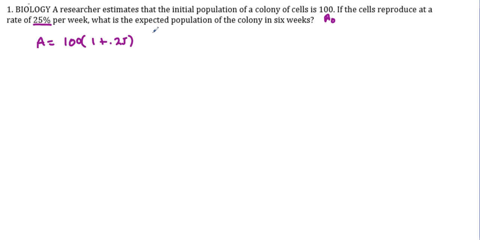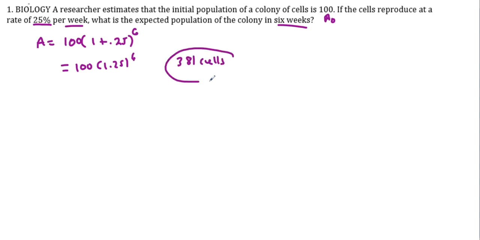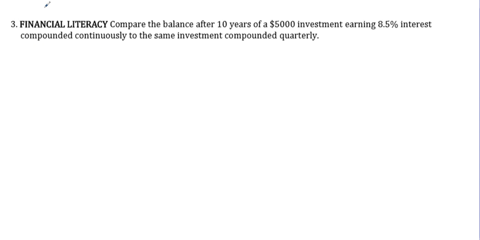All right. And then we're going to look at what's our time frame. Produced per week. So we're in weeks, so we've got to do apples to apples. And there we are, apples, week to week. So I'm just going to call that 6 right there. So this is a pretty simple computation, 1.25 raised to the 6th power, and grabbing my calculator, I get about 381 cells. Okay, so not too bad. That would be a growth. Let's take a look at this one.